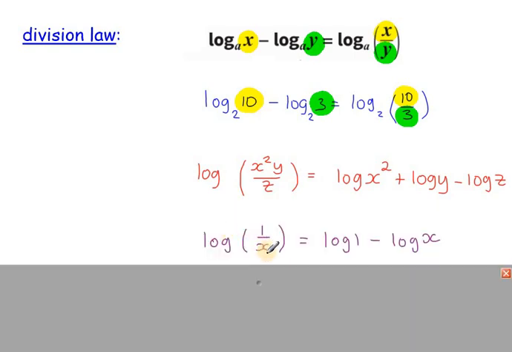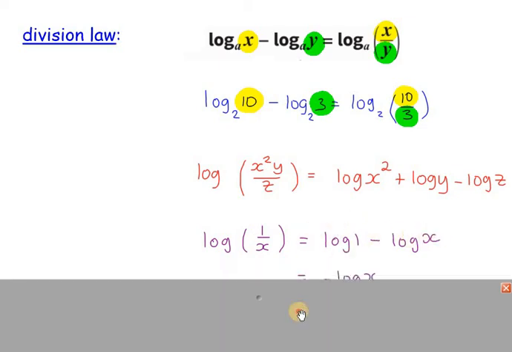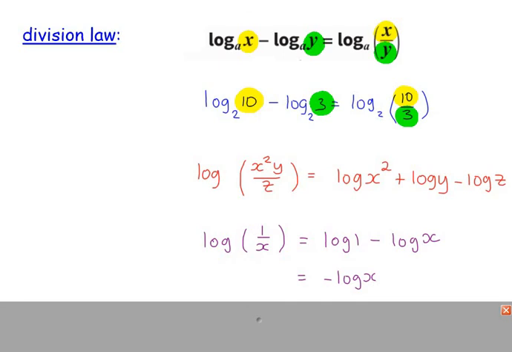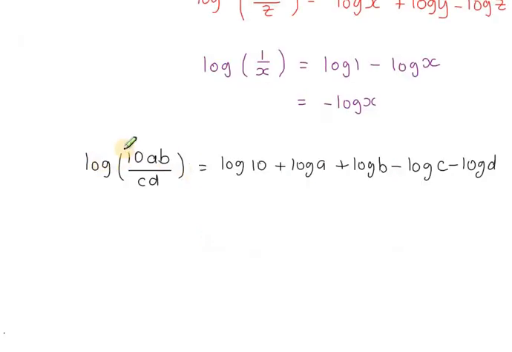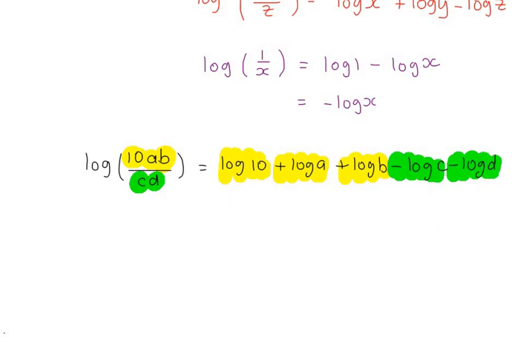So log 1 over x can be written as log 1 minus log x, and log 1 is 0, so we're left with minus log x. And here we have a single log term, we have a fraction, so in the numerator we have a 10, log 10. We have an a, plus log a, we have a b, plus log b. In the denominator we have c, so that's minus log c, and we have d, which is minus log d. And we know that the base is 10 because it's not written, so this term, log 10 to the base 10, is actually 1.